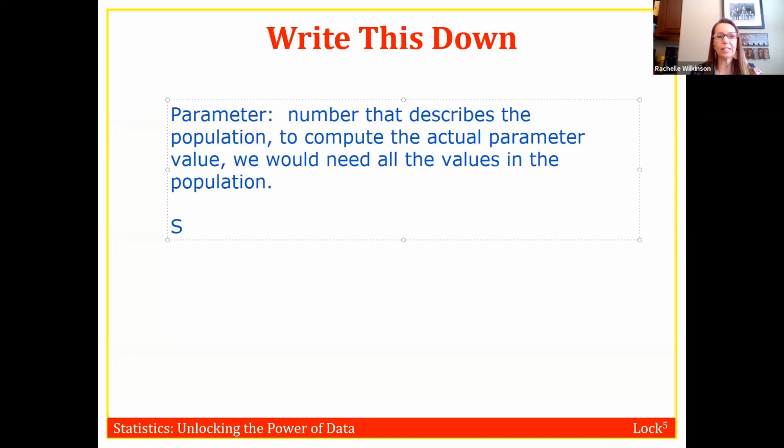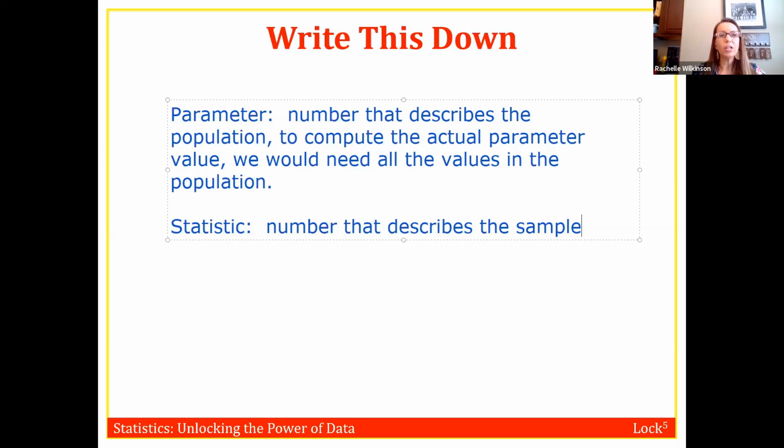Okay, our next word is statistic. And a statistic is a number that describes the sample. So statistics are much easier to calculate because we're just calculating those from our sample data. Okay, and you notice that we have alliteration going on here. So parameters come from populations and statistics come from samples. So that may be one way that helps you remember the difference between a statistic and a parameter.